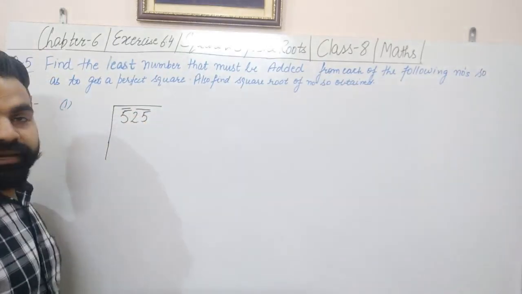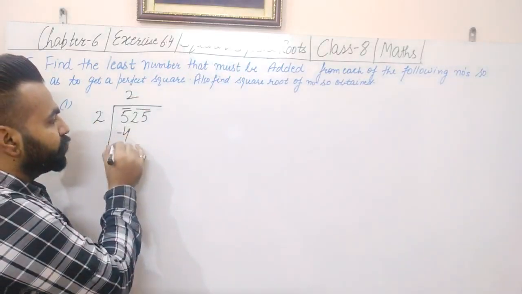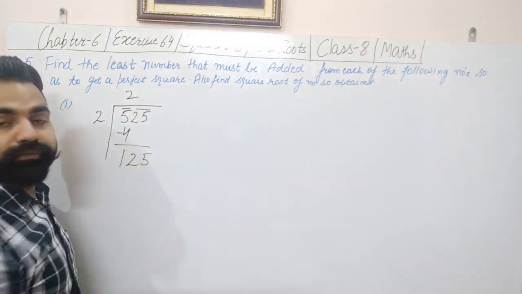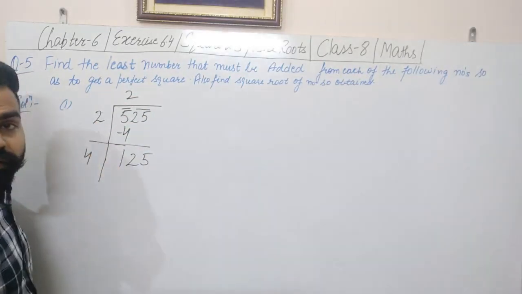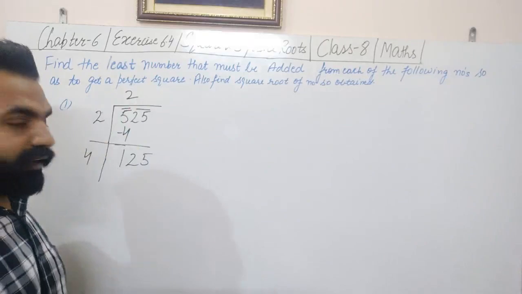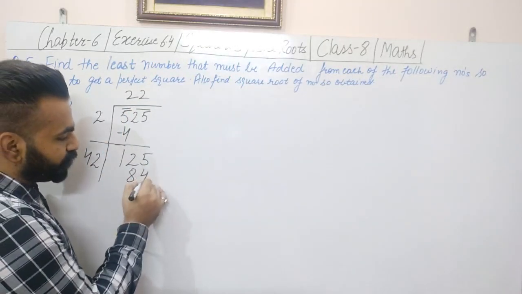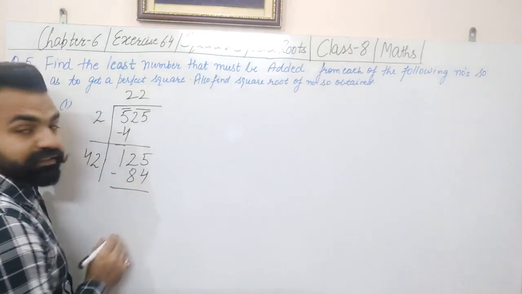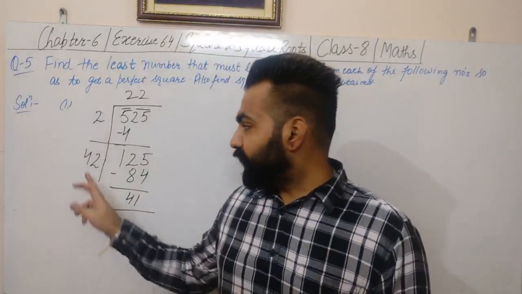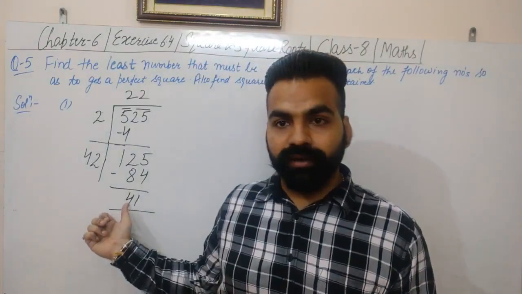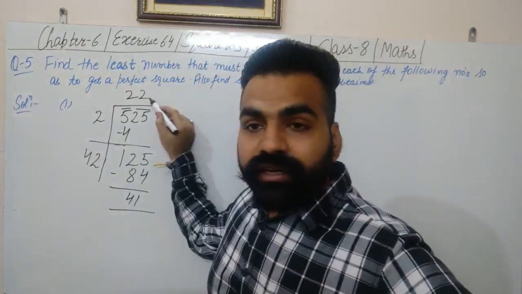Put bars on the pairs, and here 2 will appear. 2 into 2, 4. That will be equal to 125. So we will double the divisor. Here 4 will appear, and digit which can be taken here will be 2. So 42 into 2 is equal to 84. We will subtract and the remainder is 40. So now we can see that the divisor is greater than the remainder. So we cannot do the further division. So now the quotient here is 22.